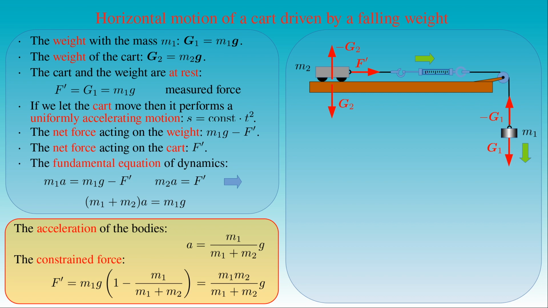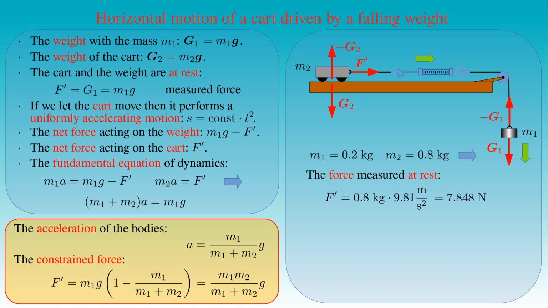For example, if the mass of the weight hanging from the spring is equal to 0.2 kg and the mass of the cart is equal to 0.8 kg, then the force F' measured in the system at rest is given by the mass m2, that is 0.8 kg, times the gravitational acceleration, that is 9.81 meter per second squared, which is equal to 7.848 Newton.